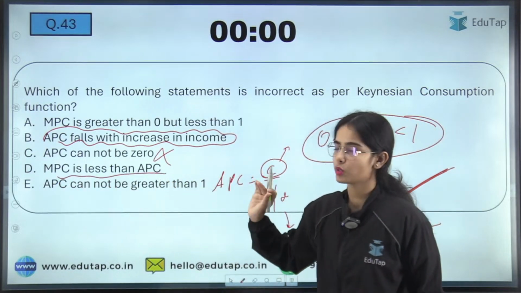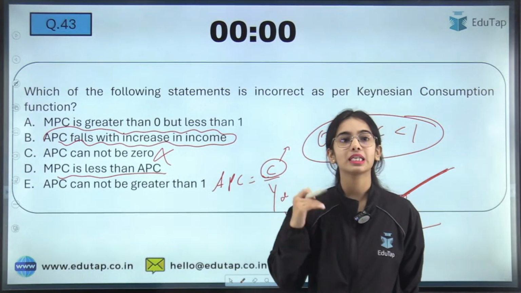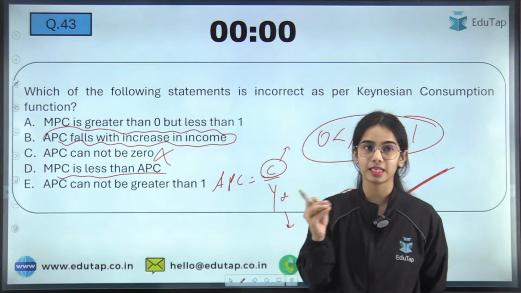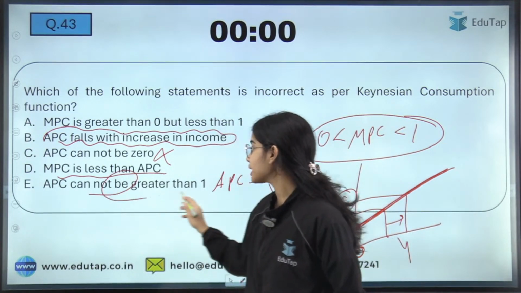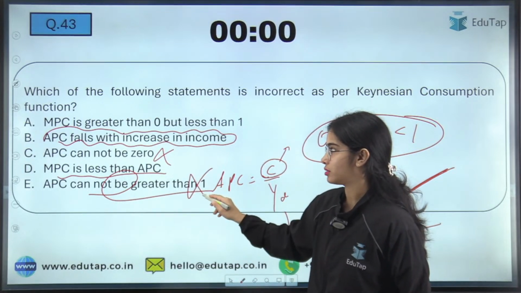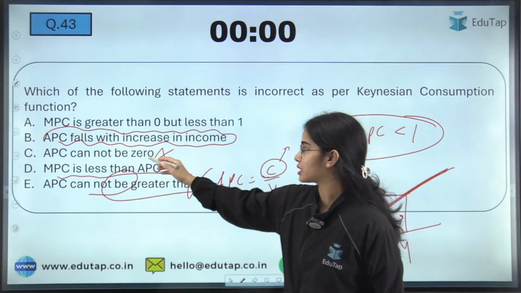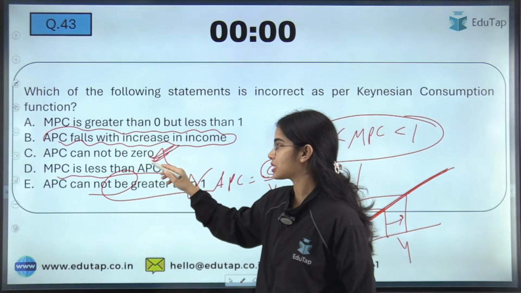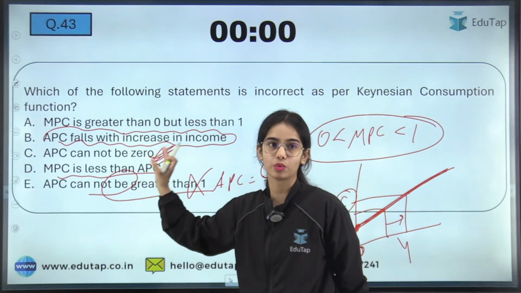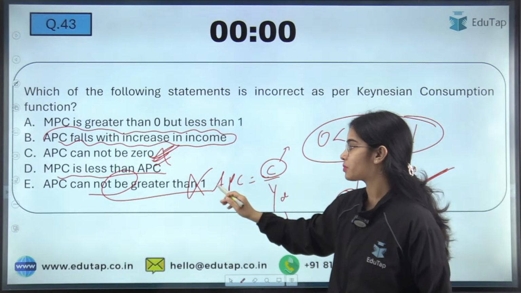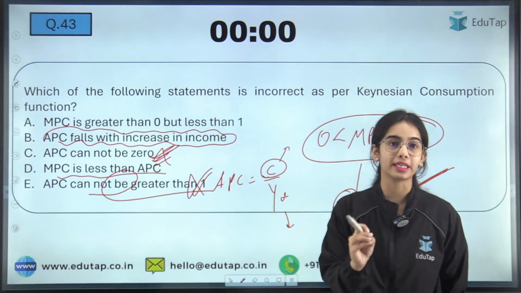MPC is less than APC, so yes, APC is declining with the increase in income, still the MPC is less than APC. APC cannot be greater than 1. This is wrong. Sorry, this is correct. APC can never be 0, so this is correct. Okay, so this is also correct. The last statement is wrong, that is, APC cannot be greater than 1.